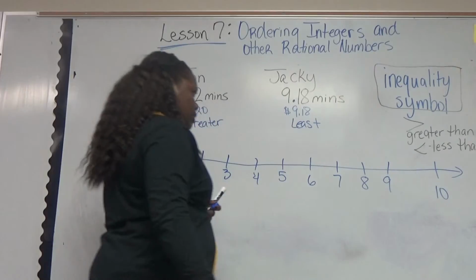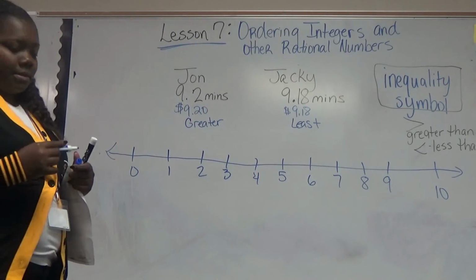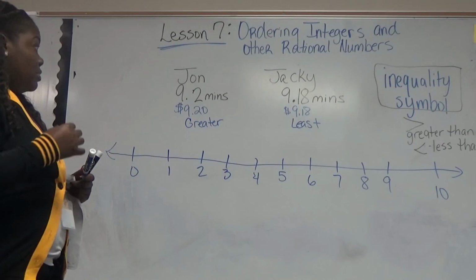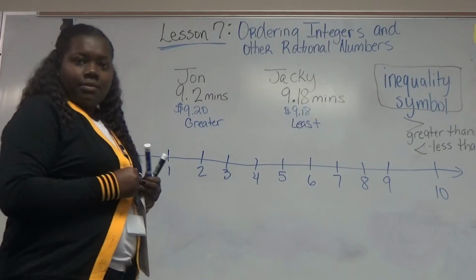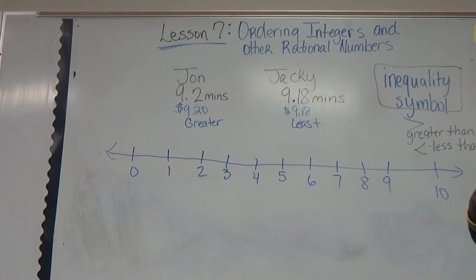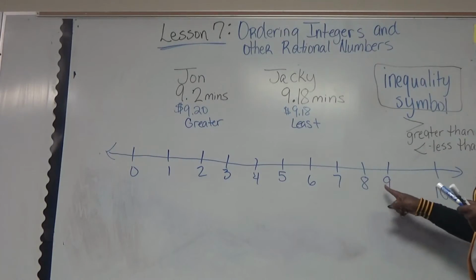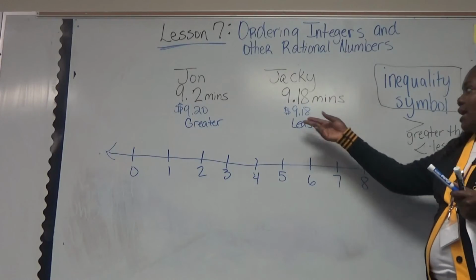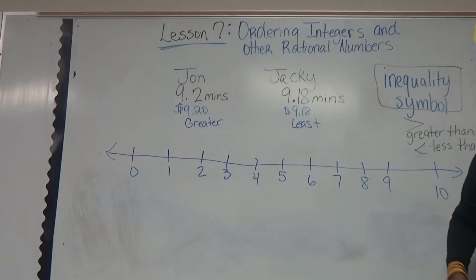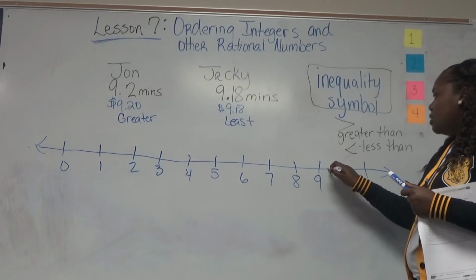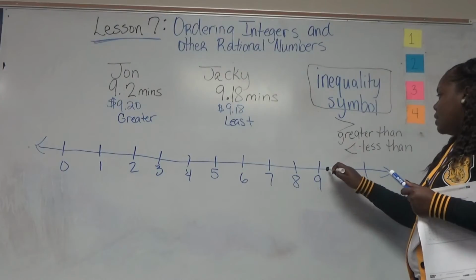Why did I go to 10? Because both numbers are greater than 9, so you will need another number to plot them. All right, so I'm trying to put 9.18 on the number line. Would 9.18 be closer to 9 or closer to the 10? Closer to 9, because this is like $9.18. That means that I really only have roughly $9, right? So when I put this dot on the number line, I'm going to make sure that it's closer to my 9. Okay, so it'll be about right here.